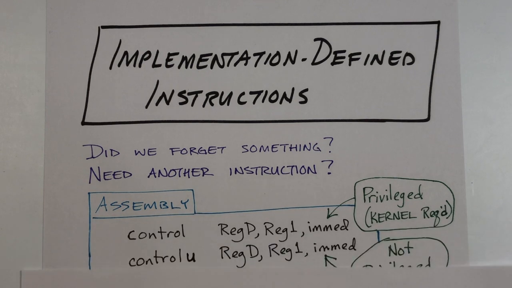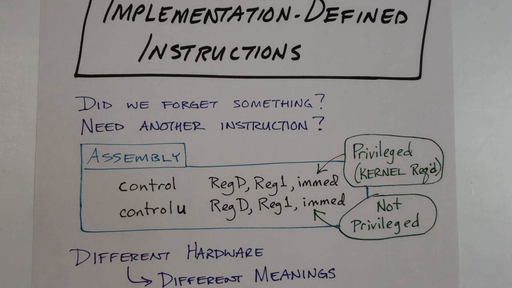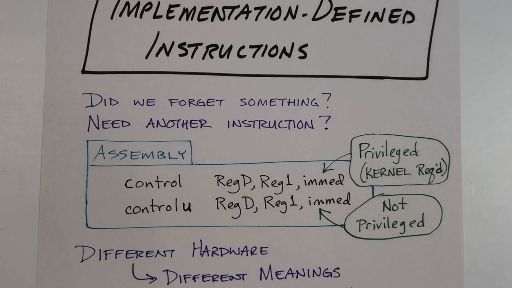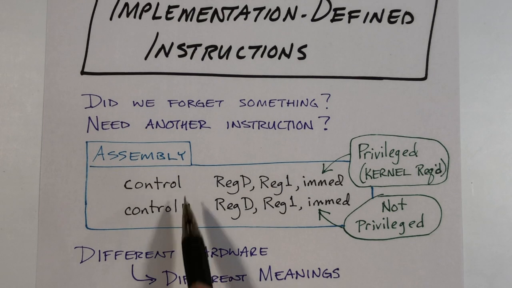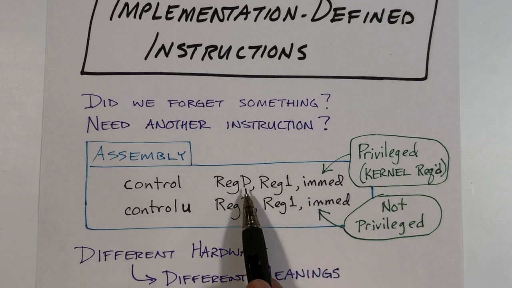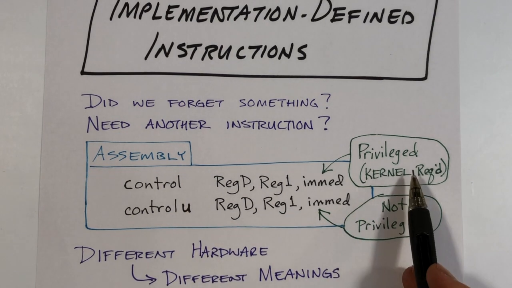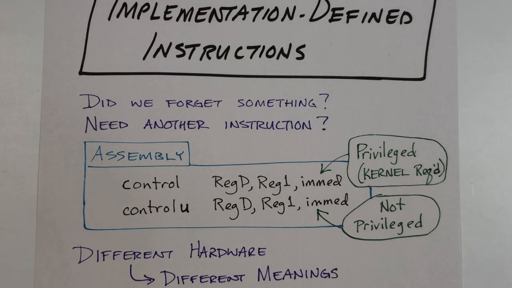In this video, I believe I've covered the entire Blitz architecture and mentioned all of the instructions. But I am certain that I have not included every important instruction that you'd like to have in the architecture itself. So the final two instructions I want to look at are the control and control U instructions. They're basically the same. Each takes a register and an immediate value and puts a result in register D. The control instruction is privileged, so it can only be executed in kernel mode, while the control U is not privileged and can be executed in either user or kernel mode.